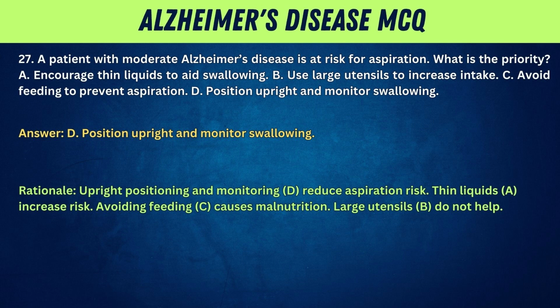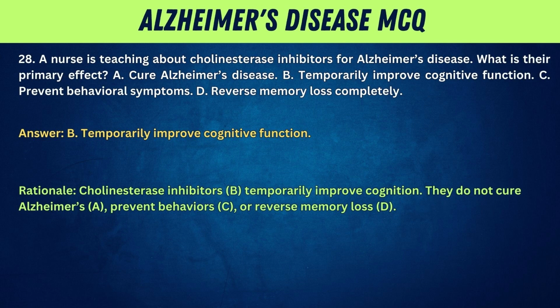Rationale. Upright positioning and monitoring, D, reduce aspiration risk. Thin liquids, A, increase risk. Avoiding feeding, C, causes malnutrition. Large utensils, B, do not help.